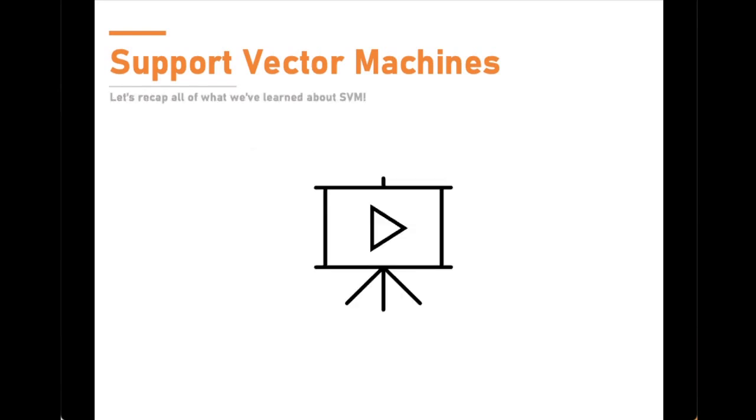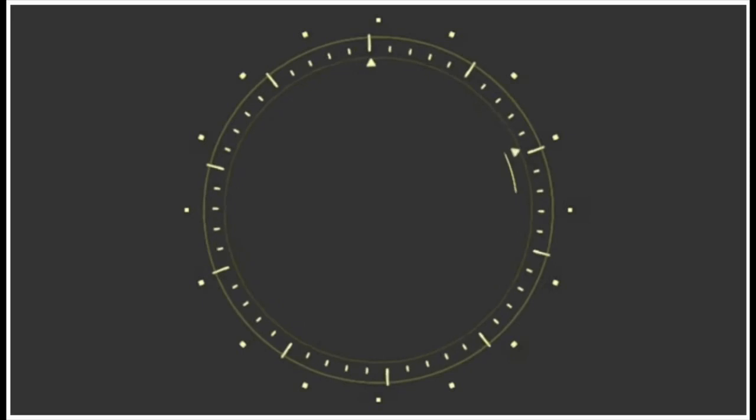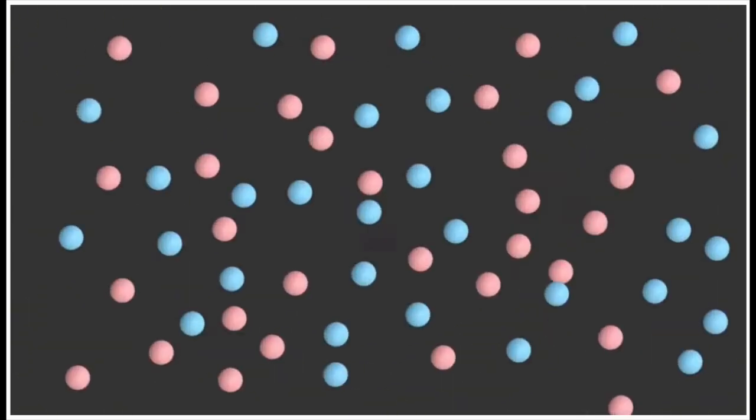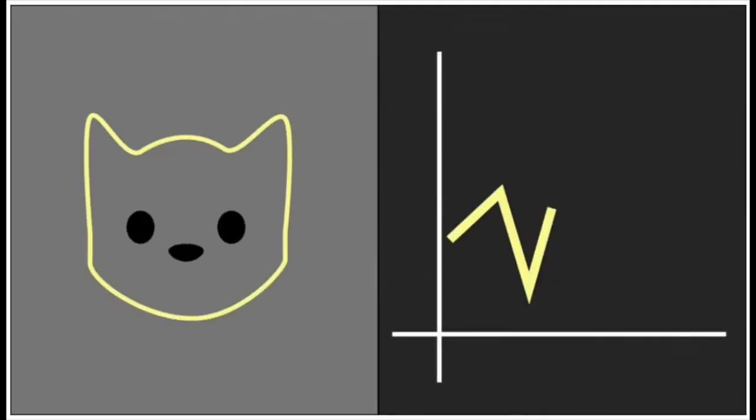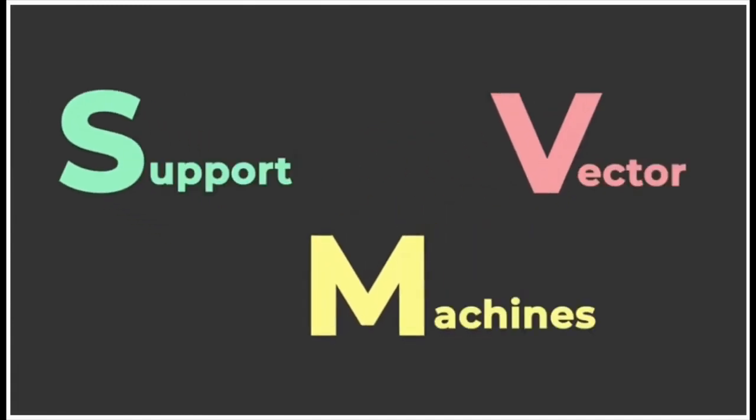Let's recap all of what you've learned about support vector machines. In machine learning, one of the most fundamental tasks is when you have a bunch of objects that you want to classify into two categories or more. Is this picture of a dog or a cat? Is this dog going up or down? SVMs, or support vector machines, are some of the simplest and arguably the most elegant methods for classification.